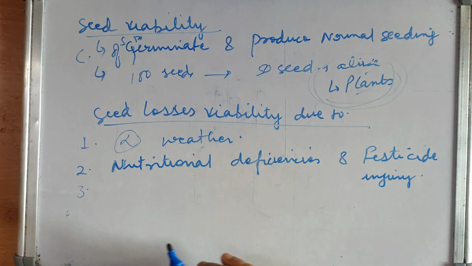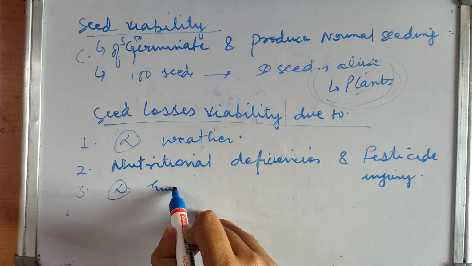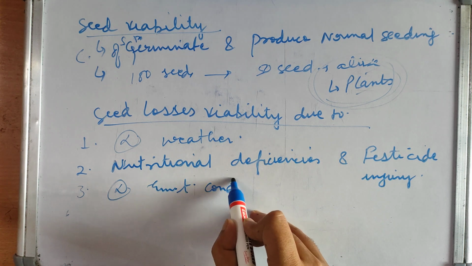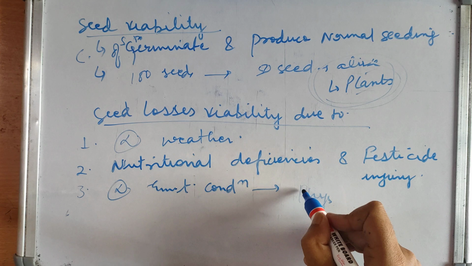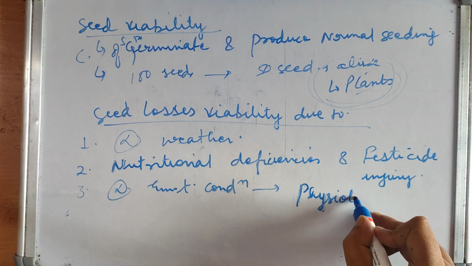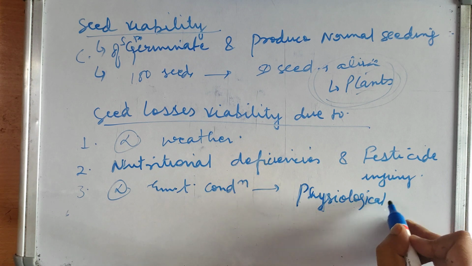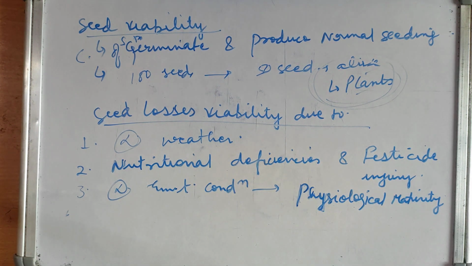Number 3, environment condition after physiological maturity. Adverse environmental conditions after physiological maturity. So these are the reasons through which seed loses its viability.